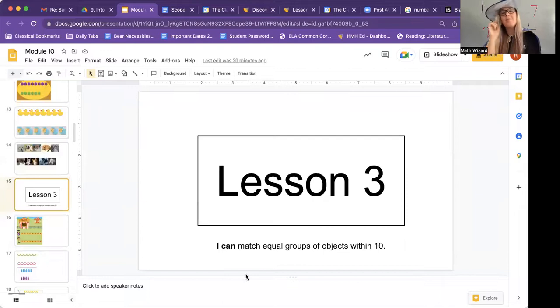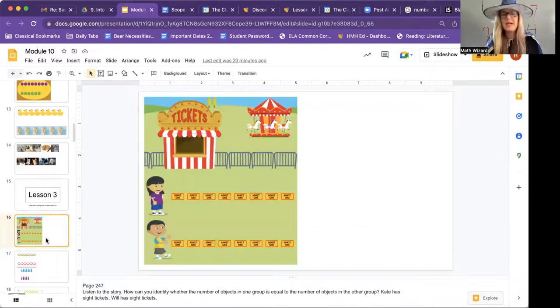I can match equal groups of objects within 10. All right. And you're on page 247. That's 2, 4, 7, 247. All right. And they are still at the carnival. Listen to this story. How can you identify whether the number of objects in one group is equal to the number of objects in the other group?